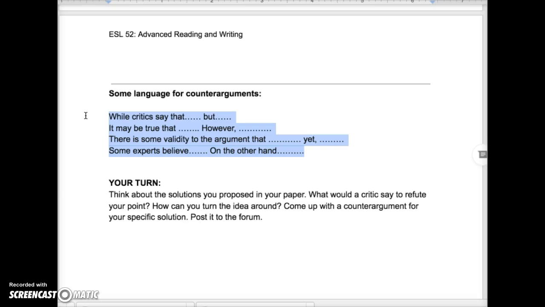So now it's your turn. You can think about the solutions you proposed in your paper. What would a critic say to refute your points, and how can you turn that idea around? You can also consider any arguments that have been made, but don't use the ones I just used. Use your own. So come up with a counterargument for your solution or to an argument we've read, right? And post it to the forum because I want to see that you understand the concept and can apply it. Thanks for listening. Let me know if you have any questions.